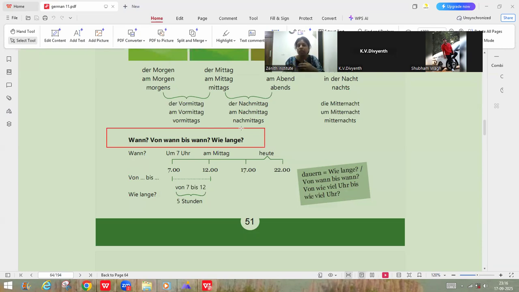So what are the different prepositions we can use with time that we are going to learn? The questions you can ask: one is, of course, in English, when. Then "von" is talking about the bracket, like till when, from when to when, basically this. And then "wie lange" means the duration. For example, how long is the class? "Wie lange" literally translates to how long.